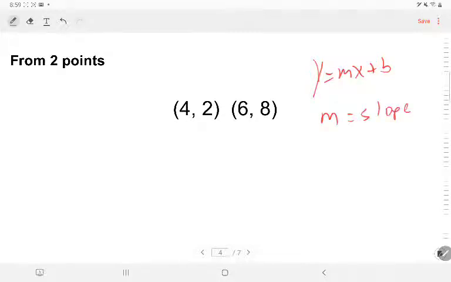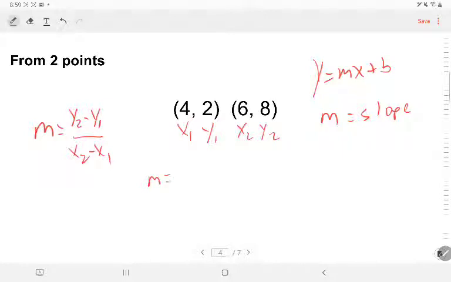All right. So remember that slope is the change of y over the change of x. Okay? So this would be x1, y1, x2, y2. So I simply would go 8 minus 2 over 6 minus 4. That's going to give me 6 over 2, or a slope of 3. Okay? So let's move that over here. So my slope is 3.